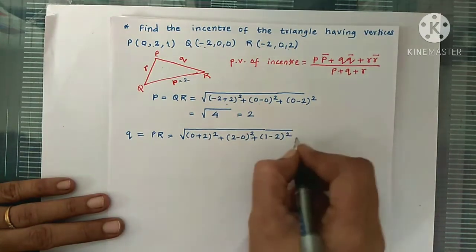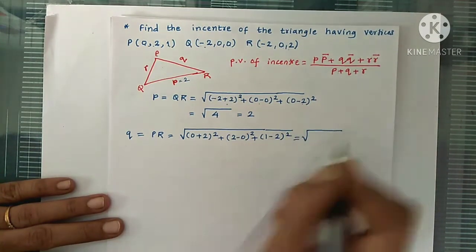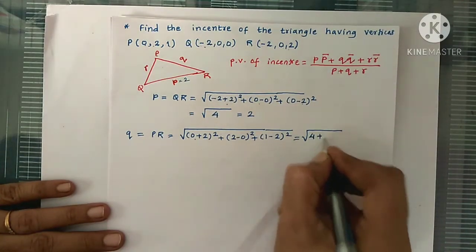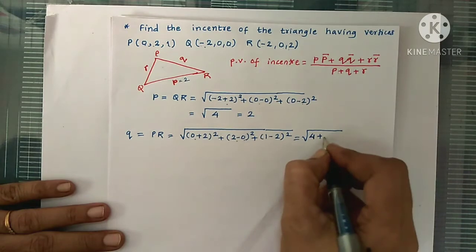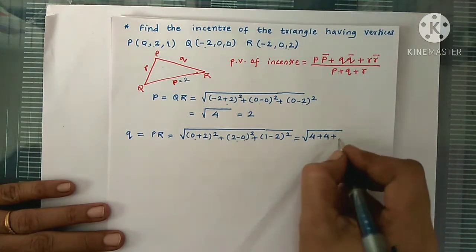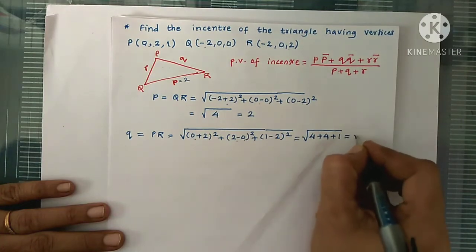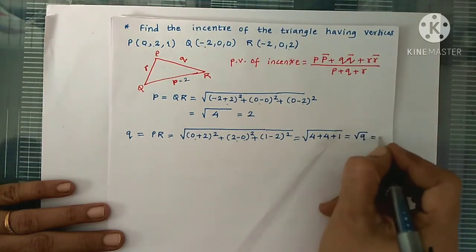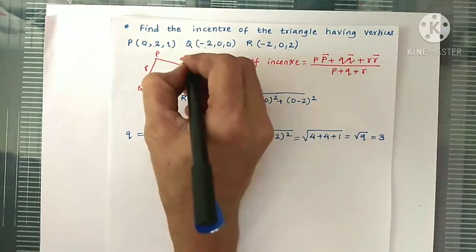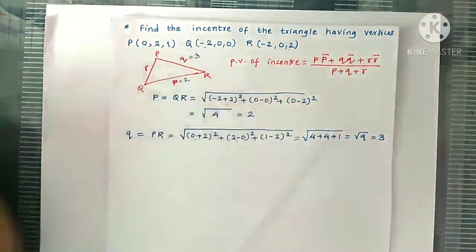Equal to root of 0 plus 2 squared, that is 4. 2 minus 0, that is again 2, squared is 4. 1 minus 2 is minus 1, squared is 1. So this one is root 9, equal to 3. So length q equals 3.